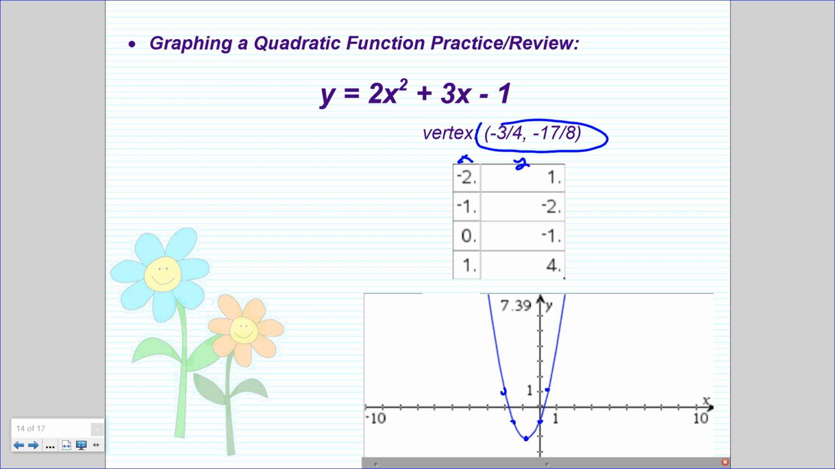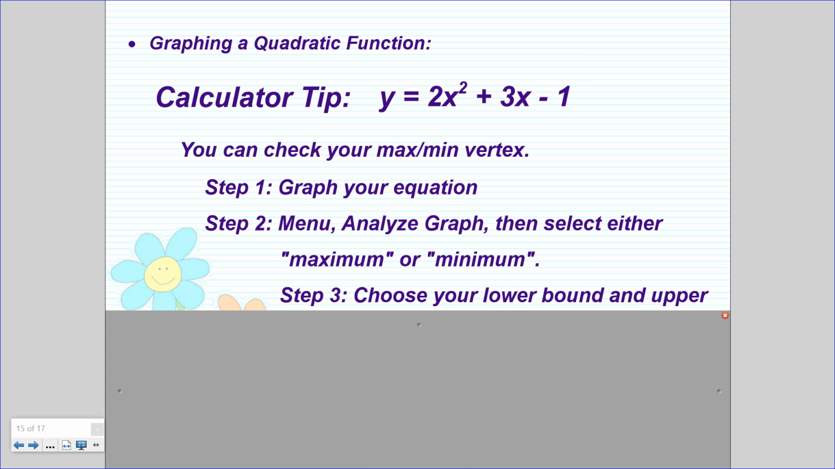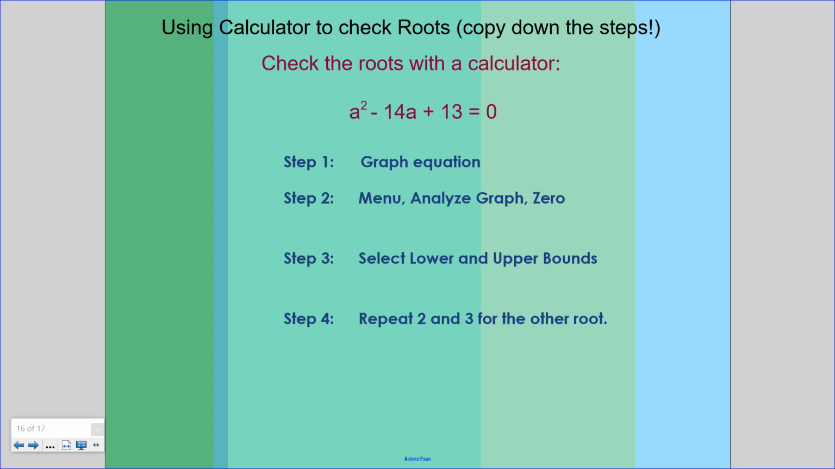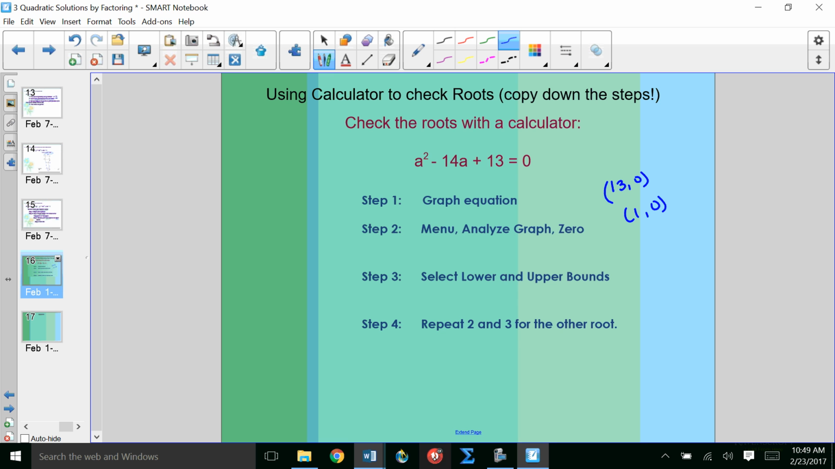All right, and lastly, we saw this in the last lesson, remember you can check your vertex in your calculator by graphing the equation, then hitting Menu, Analyze Graph, and select Maximum or Minimum. If it's opening up, it's a minimum. If it's opening down, it's a maximum. Choose your lower and upper bound, click on both sides, and hit OK. You can also use your calculator to check your roots, which is really cool. So remember with this problem, we found our roots to be 13, 0, I believe, and 1, 0. So if we wanted to check this, we could use our calculator.